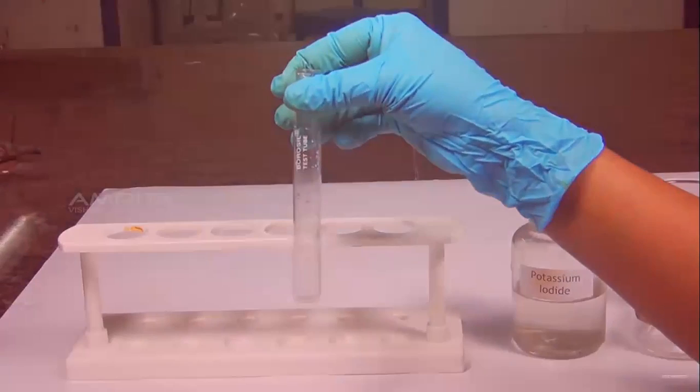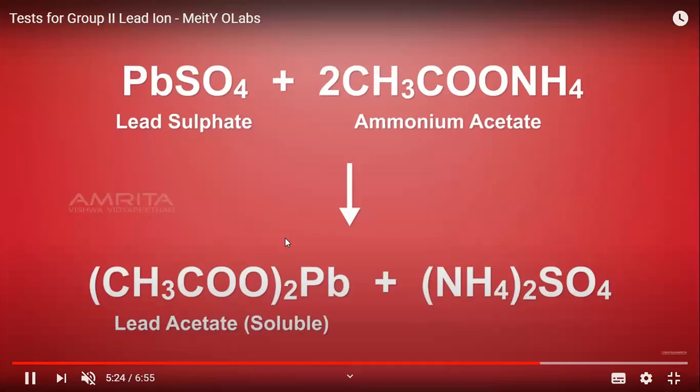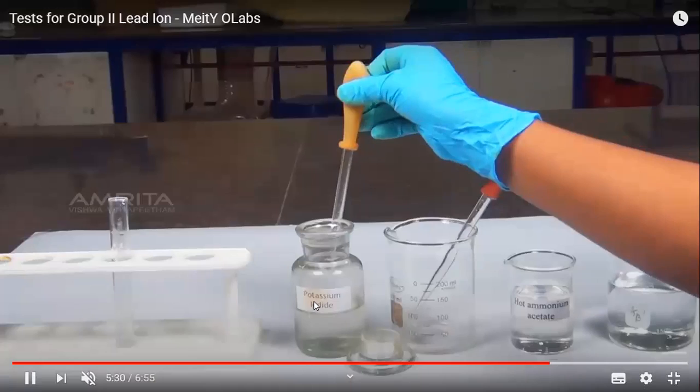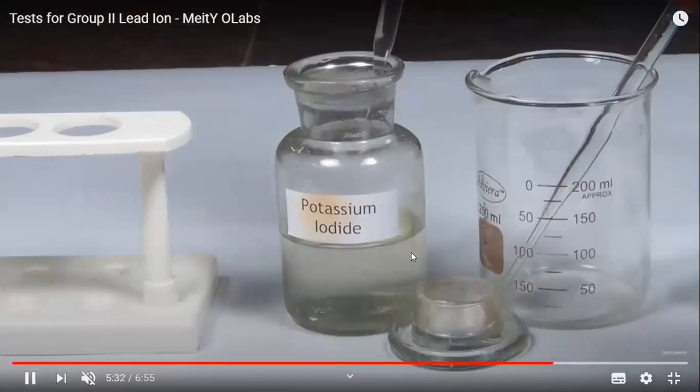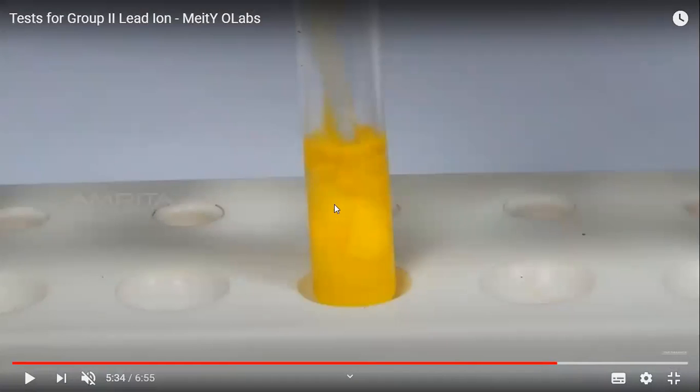Then we mix it well. When we mix it well, this lead sulfate dissolves into the ammonium acetate solution. And then to this solution, we are going to add potassium iodide. As soon as we add potassium iodide, we get yellow precipitates that confirm the presence of Pb+2 ions.